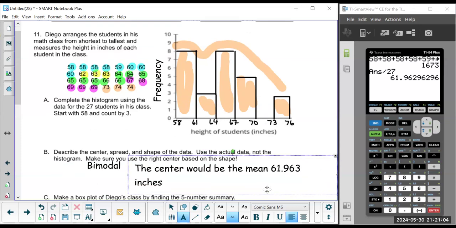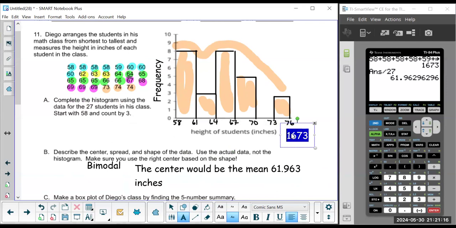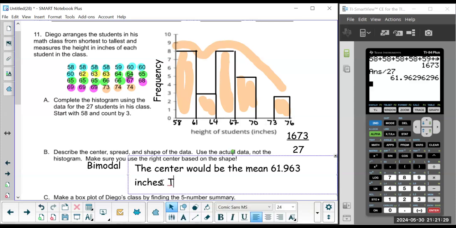61.963 inches. It would be helpful on your test if you do this, that we can give you partial credit if you give us the parts that you use to get that. So like tell us that you did 1673 and that you divided that by 27. Right, and then the spread would be the highest minus the lowest. So the spread is 74 minus 58, which is equal to 16 inches.